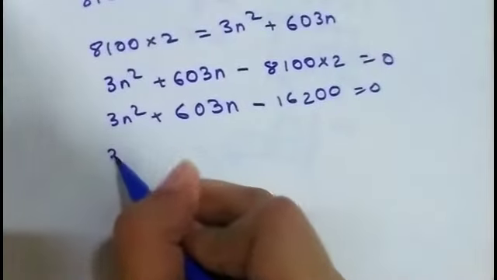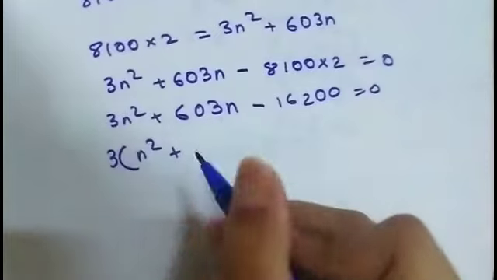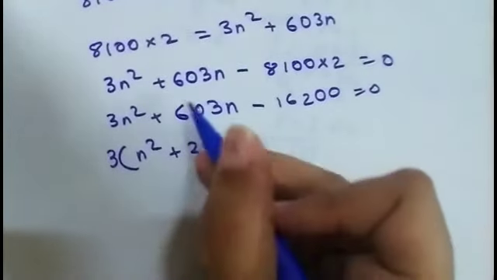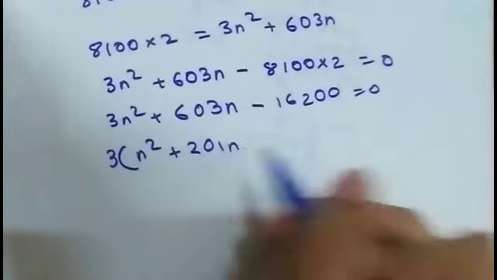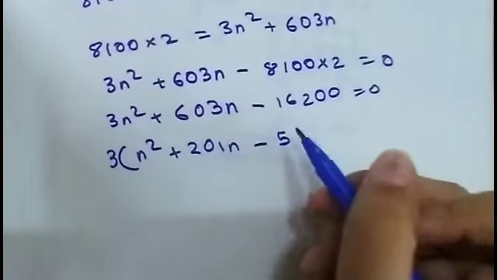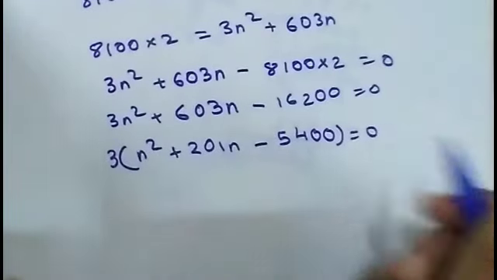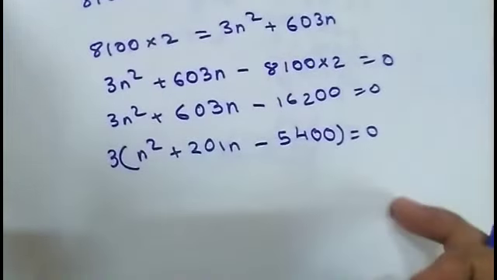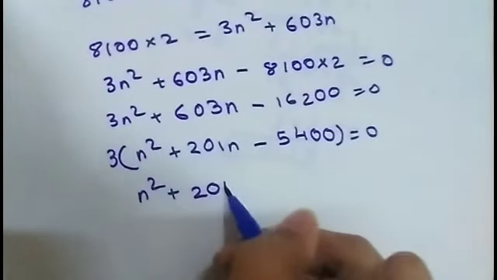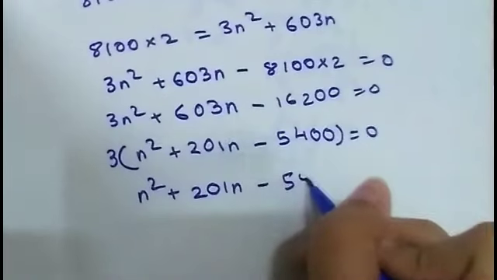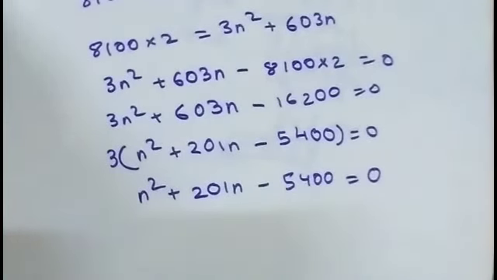Now, we will take 3 common. So, 3, here it would be N square plus 201N, because 3 into 2 is 6, 0, and 3 ones are 201N, minus 5400, because 15, then 1 2 would be 4, 5400 equals to 0. Now, 3 will go in division, so 0 divided by 3 would be 0. So, N square plus 201N minus 5400 equals to 0, because 0 divided by 3 is nothing but 0.